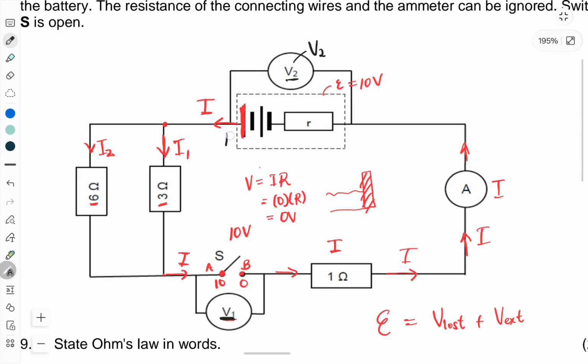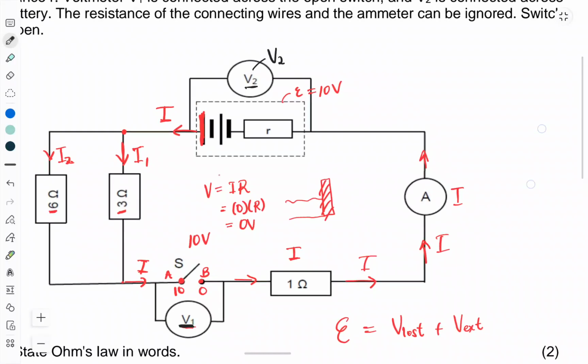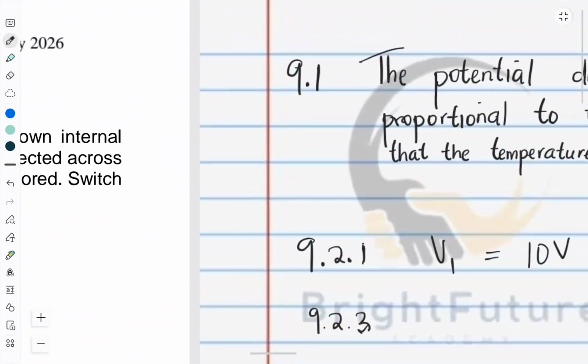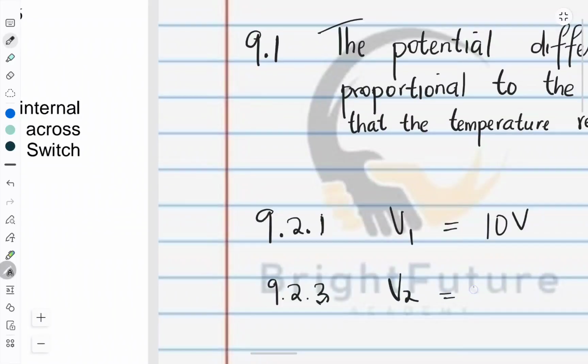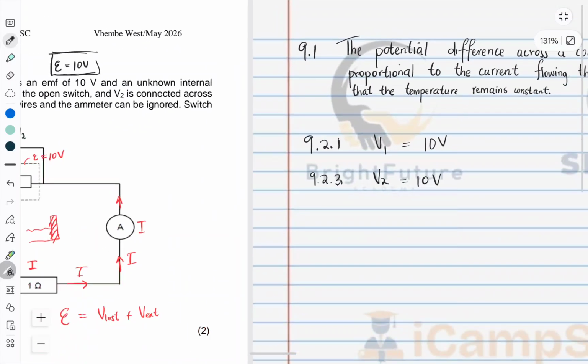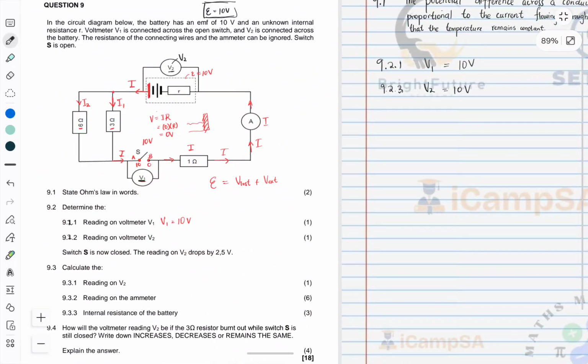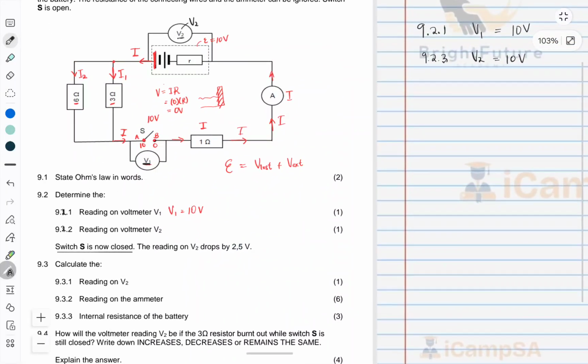You have a voltage of 10 volts, but on the other hand, there's just 0 volts. So the potential difference is simply 10 volts. That's what would happen to V2. So it still measures 10 volts. But this is when the switch is open. Once it's closed, do not rely on V1 and V2 measuring 10 volts, okay? They will measure something different. So let's continue. You see, switch S is now closed.